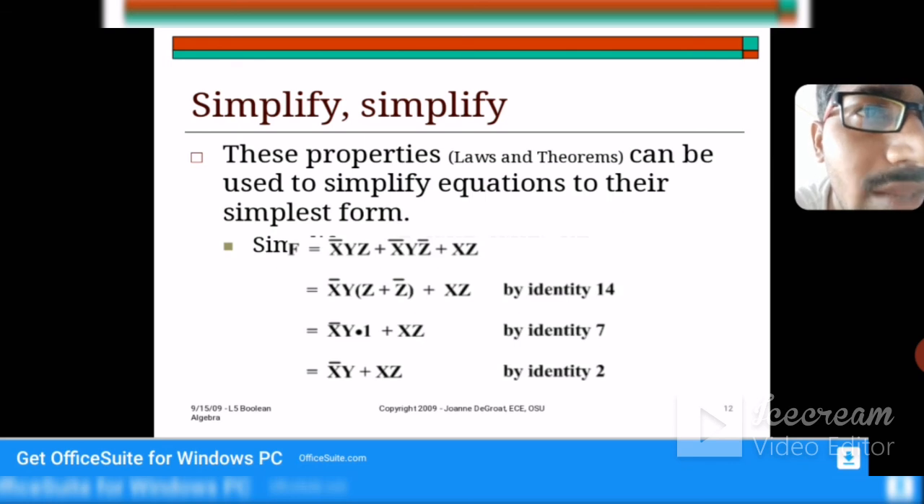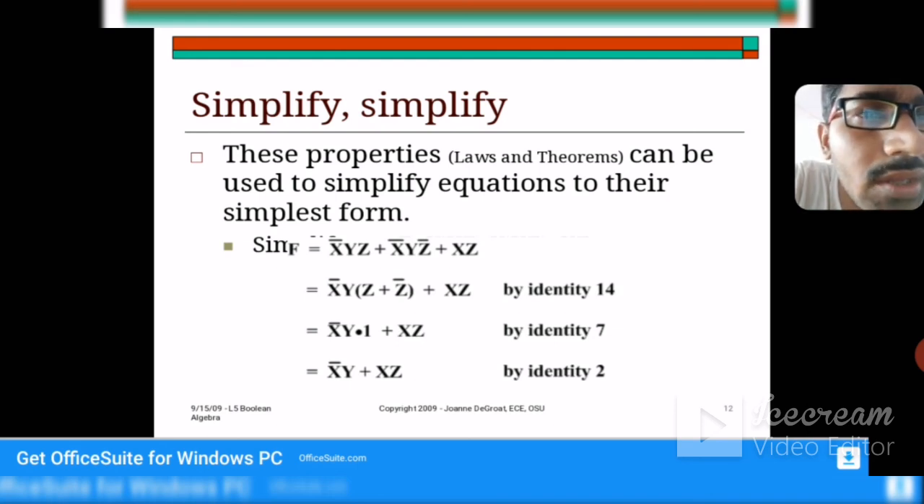Sorry, the question is s is equal to x bar y z plus x bar y z bar plus xz. In the first two terms we have x bar y as common. So we take x bar y as common, and the remaining is z plus z bar, plus xz. Anything plus its complement is always 1. So we get x bar y into 1 plus xz.